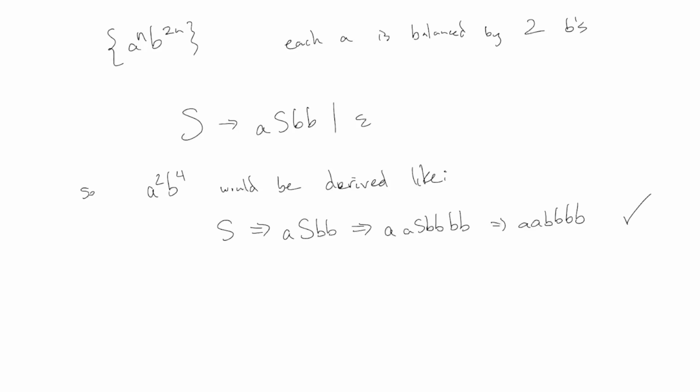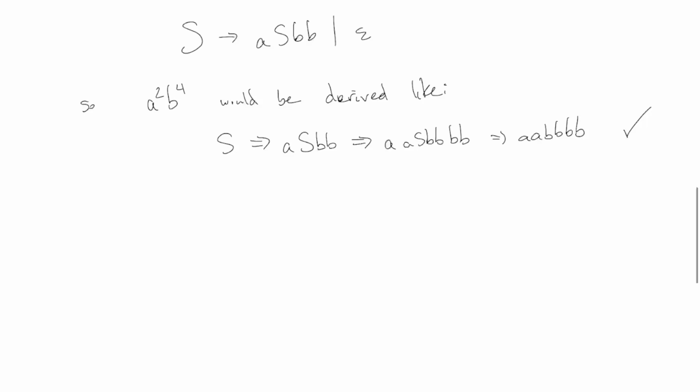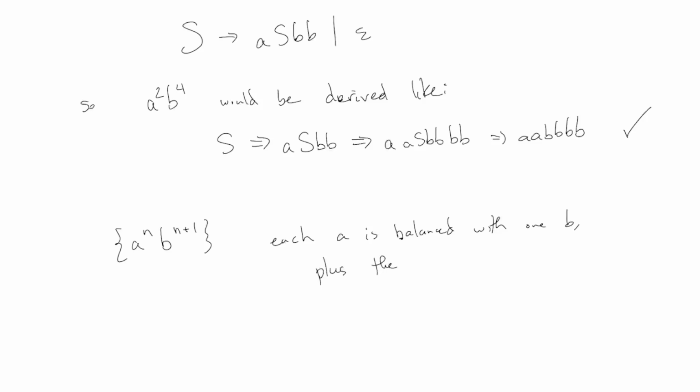If you think of these in terms of this balancing, I think these things become a little bit easier to handle. How about this one? This is another type of little variation. A to the n, B to the n plus 1. How do I think of this in terms of balancing? Now, it's actually not exactly balanced, but I would think of this as each A is balanced with one B, plus there's just some extra B. There's one extra B, right?